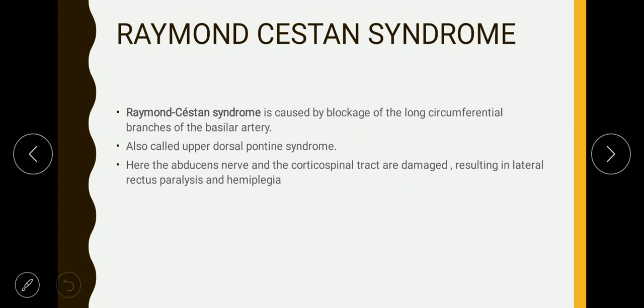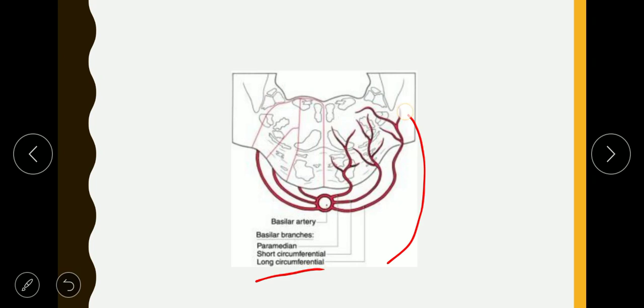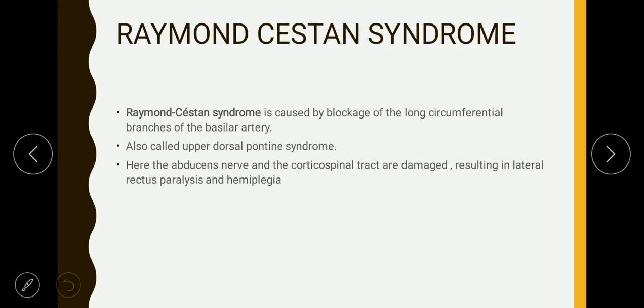The next syndrome is Raymond-Cestan syndrome. It is due to the blockage of the long circumferential branches of the basilar artery. The two vertebral arteries unite to form the basilar artery, and the basilar artery gives many branches, out of which the long circumferential branches seen here will supply the pons. So it is also known as the upper dorsal pontine syndrome. When there is a blockage of the long circumferential branches of the basilar artery, the abducens nerve and the corticospinal tract are damaged. Hence, lateral rectus paralysis and hemiplegia occur.